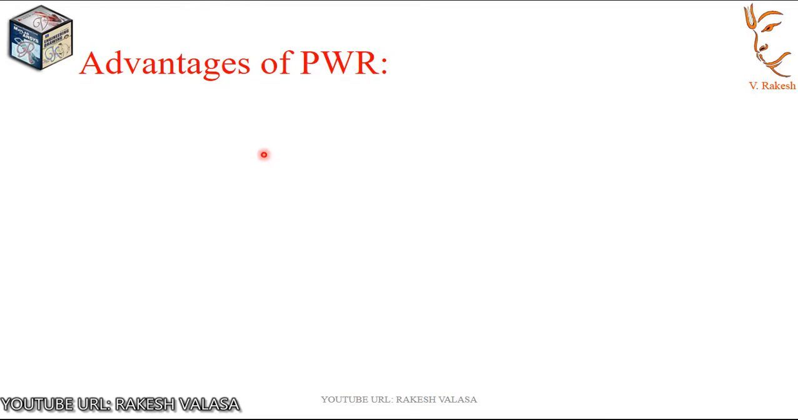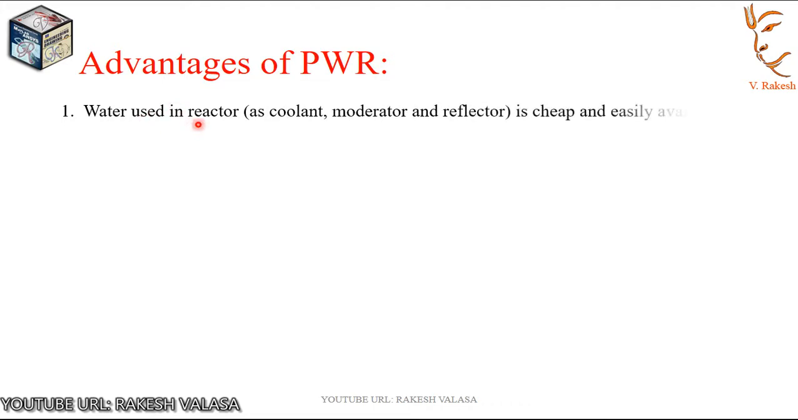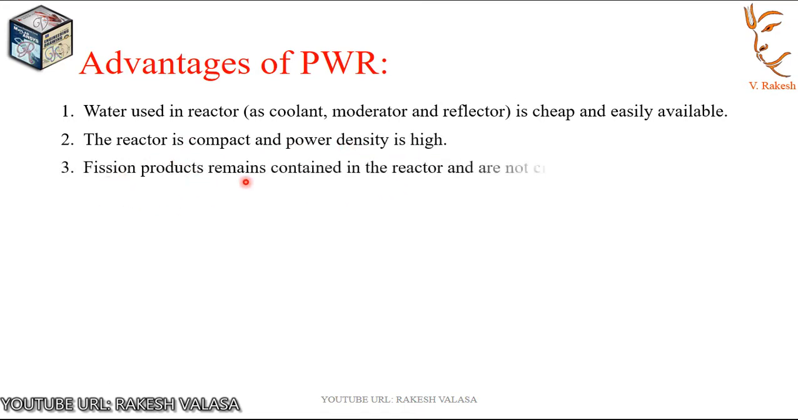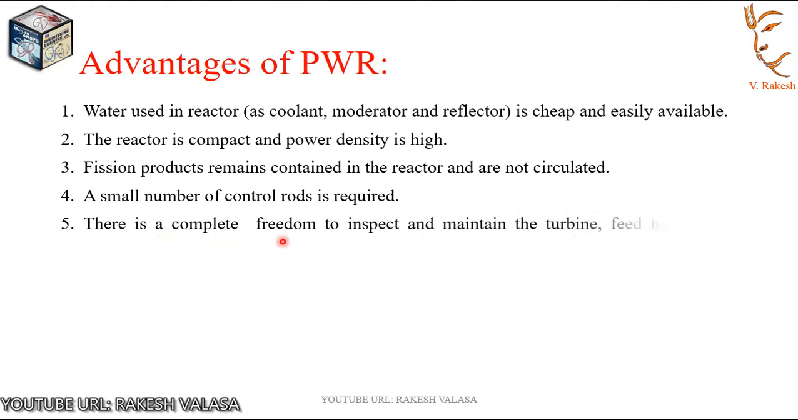Now let us see the advantages of PWR. Water used in the reactor, that is coolant, moderator and reflector, is cheap and easily available. The reactor is compact and power density is high. Fission products remain contained in the reactor and are not circulated. A small number of control rods is required. There is complete freedom to inspect and maintain the turbine, feed pumps, feed heaters, and condenser during operation.